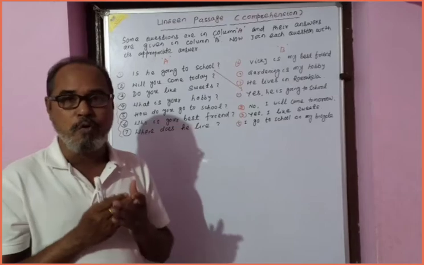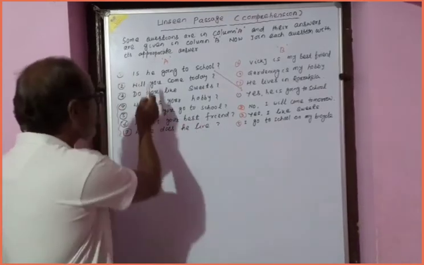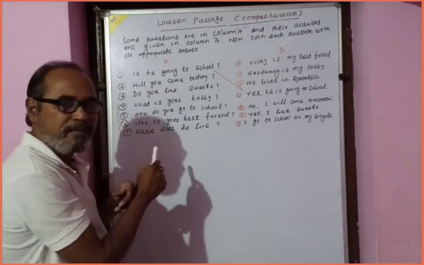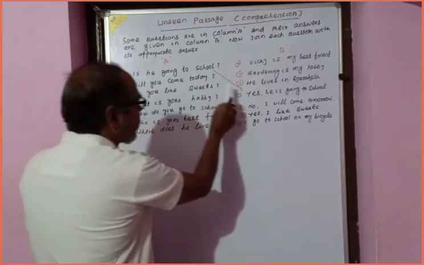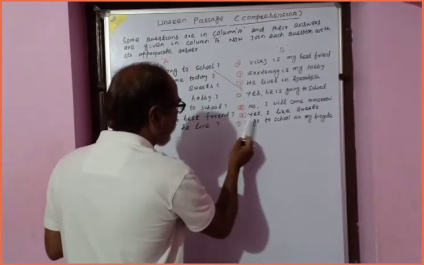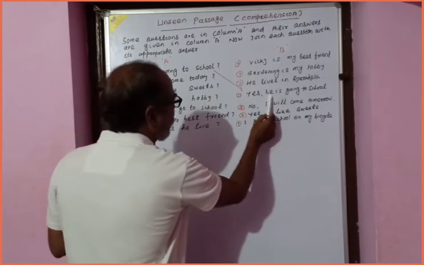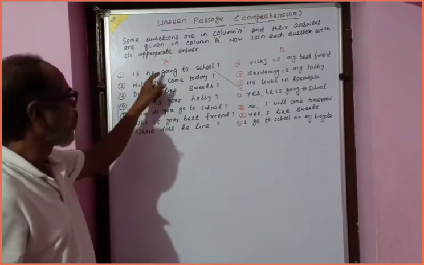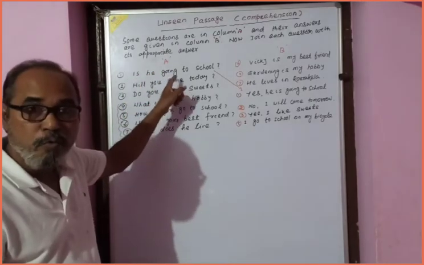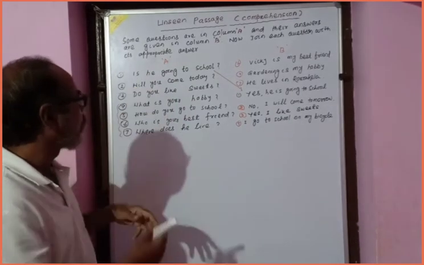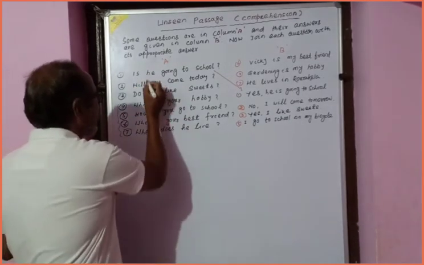When an auxiliary verb is used just before the subject, here we see he, the subject: is he. The answer will come: yes, he is. Is he going to? Is is the auxiliary verb. This is the principal verb, main verb, go. Going, ing form. Here, he is the subject.